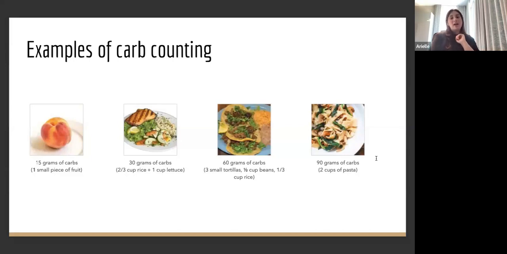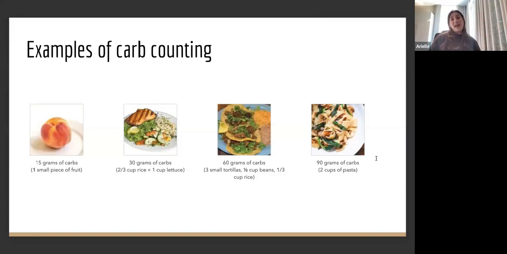Here we have 60 grams of carbs. So we have 3 small tortillas, a half a cup of beans, and a 1/3 cup of rice. So here we're going to have 4 units of carbohydrates, right? Because we have the 3 small tortillas, the half a cup of beans, that's also going to have some carbohydrates, and a 1/3 cup of rice, which is going to be 1 unit, another 15 grams of carbohydrates. So each one of these is going to be 15. Half a cup of beans is going to be 15, a 1/3 cup of rice is going to be 15, and the 3 small tortillas are going to be 30. So 30, 15, 15.